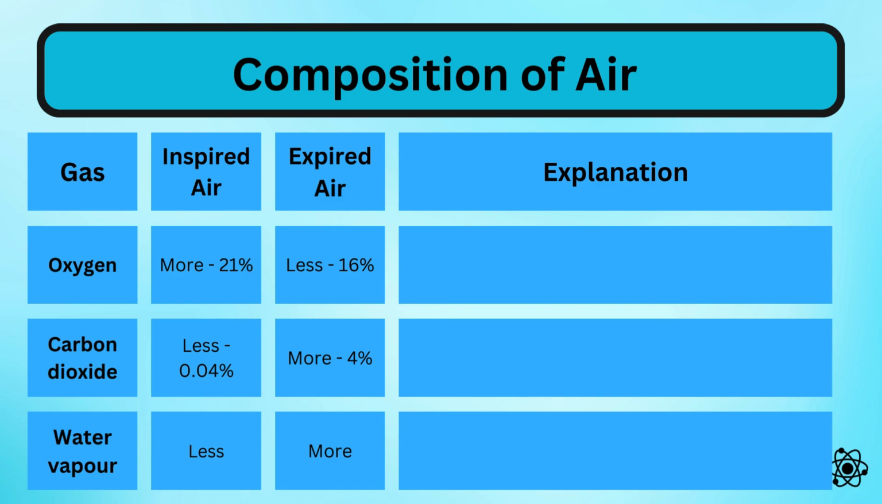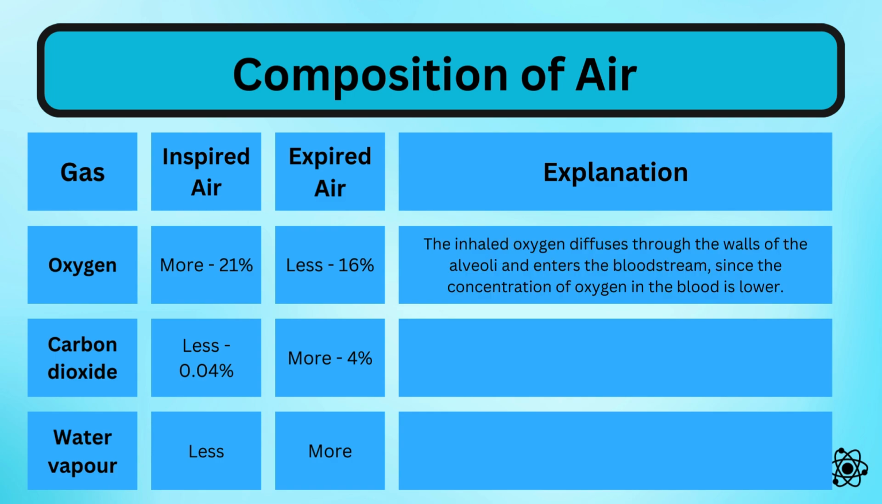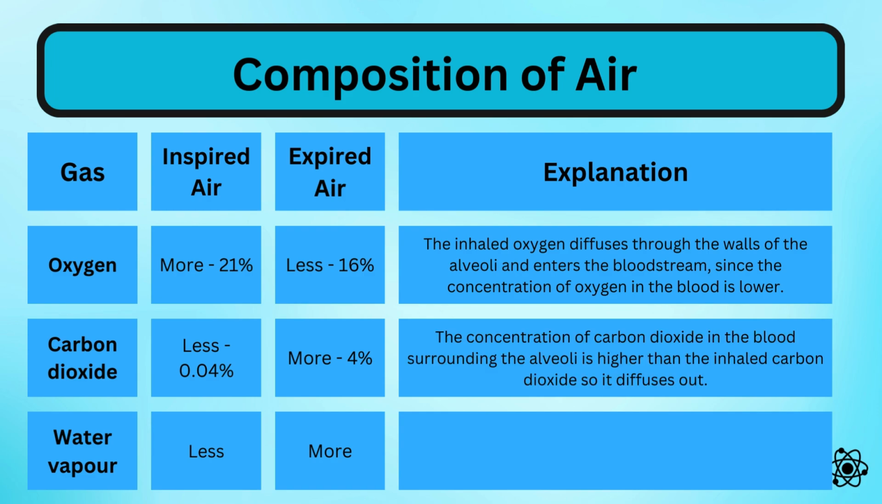So, why are there differences in composition between expired and inspired air? In the case of oxygen, the inhaled oxygen diffuses through the walls of the alveoli and enters the bloodstream since the concentration of oxygen in the blood is lower. The concentration of carbon dioxide in the blood surrounding the alveoli is higher than the inhaled carbon dioxide. So, the carbon dioxide diffuses out.